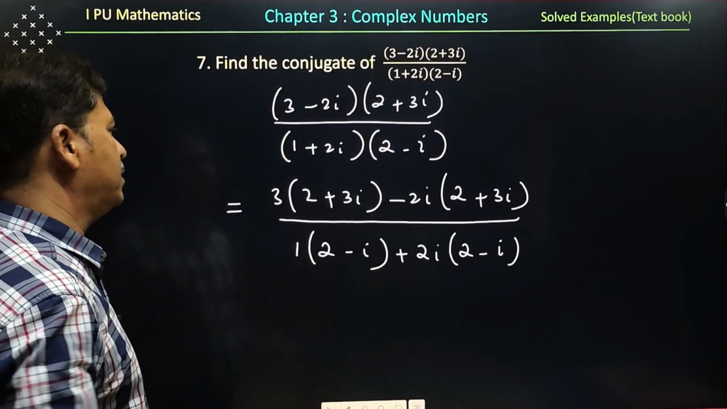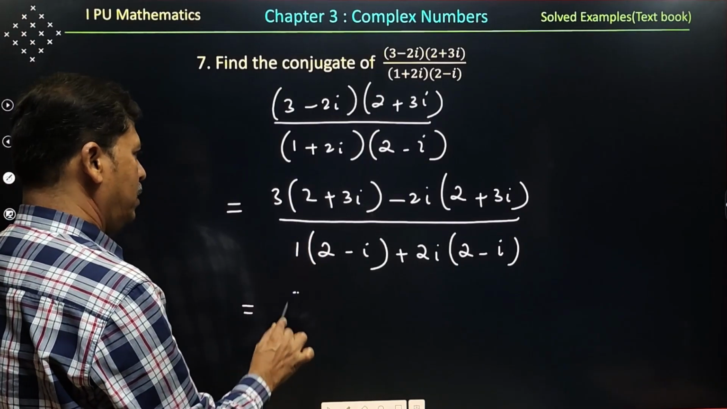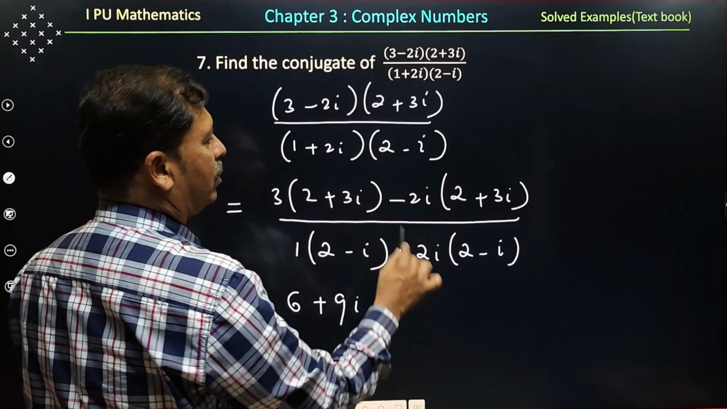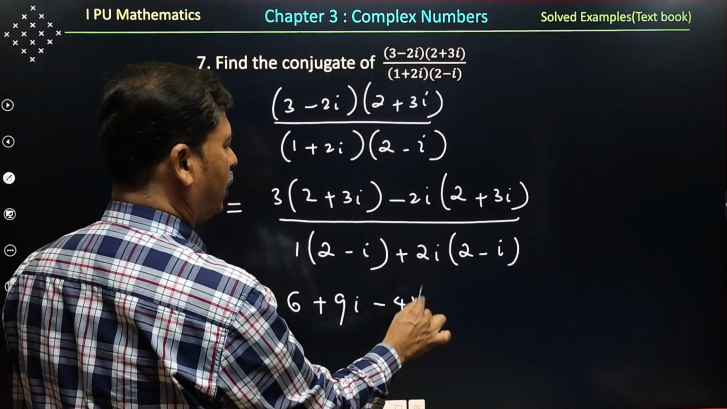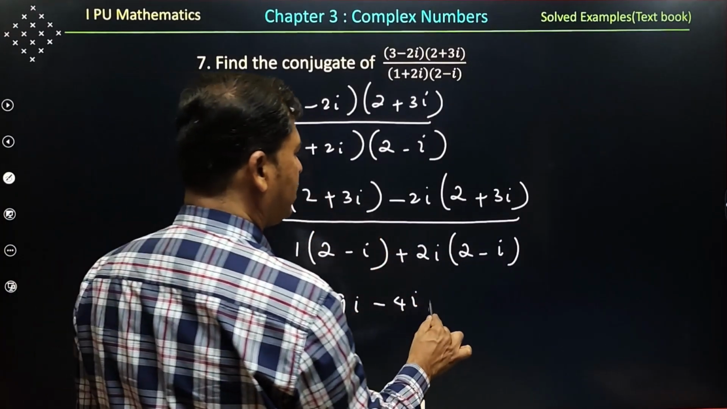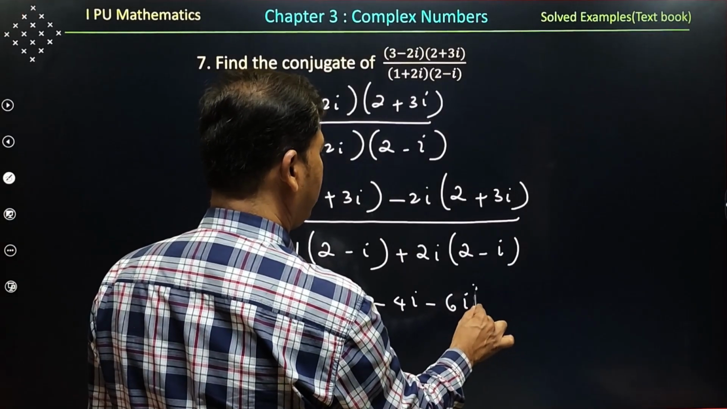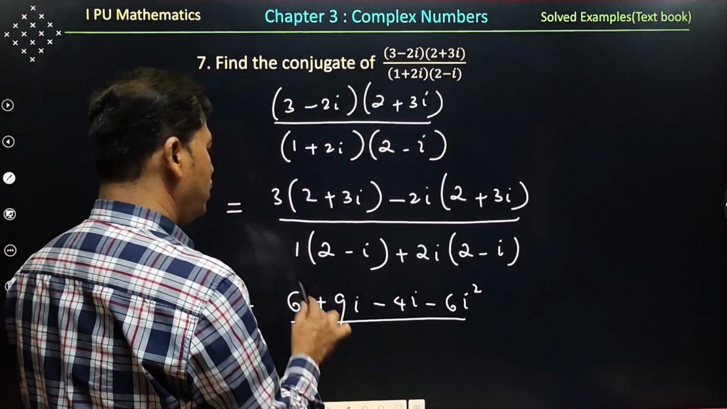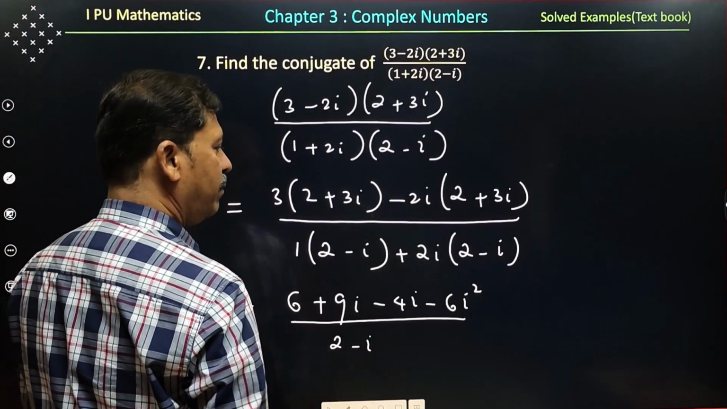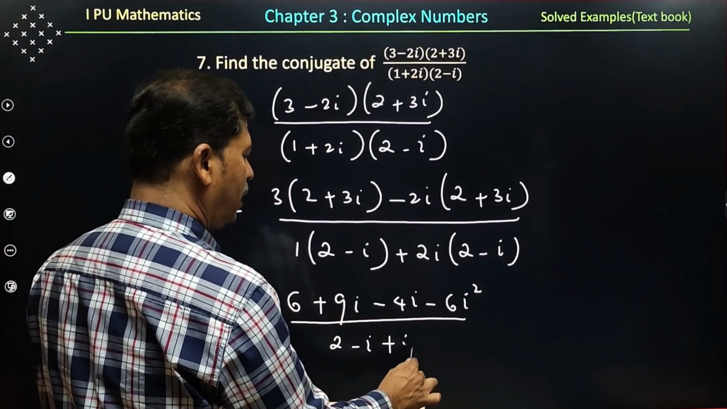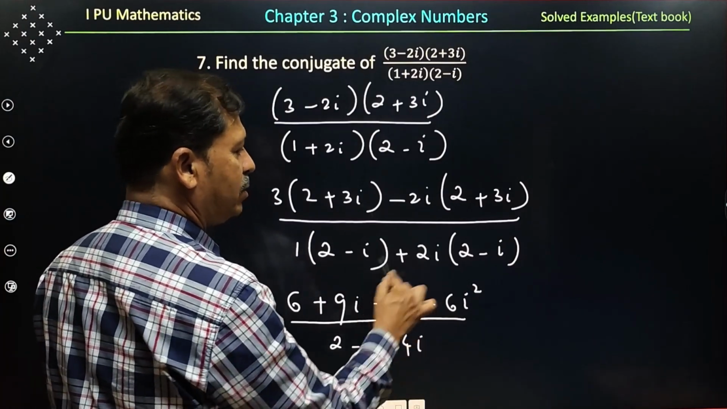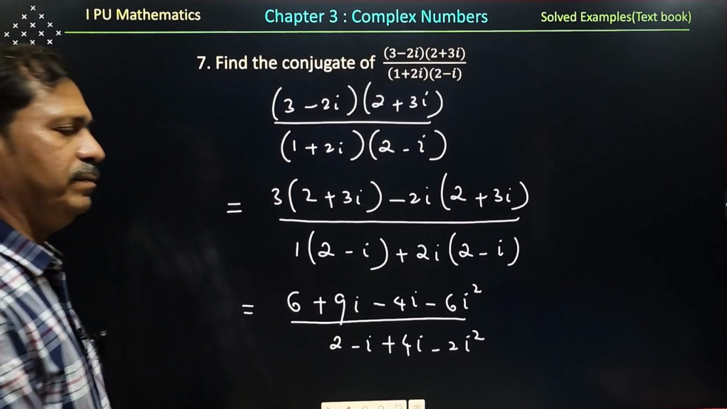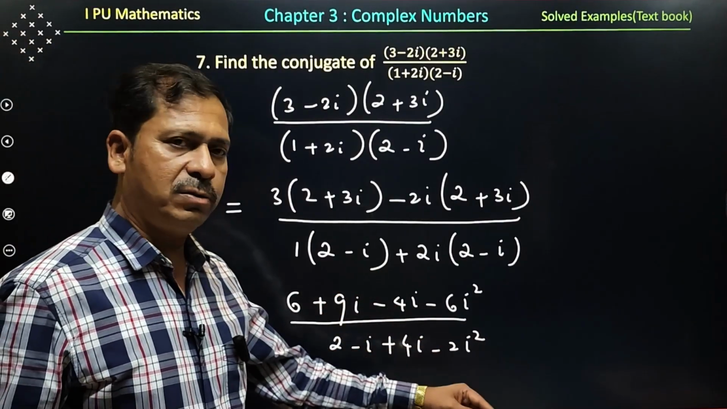Let us simplify this. 3 into 2 is 6. 3 into 3 is 9i. 2 into 2 is 4i, minus into plus, minus 2 into 3 is 6i square, whole divided by 2 minus i. 4i and then plus into minus, minus 2i square.